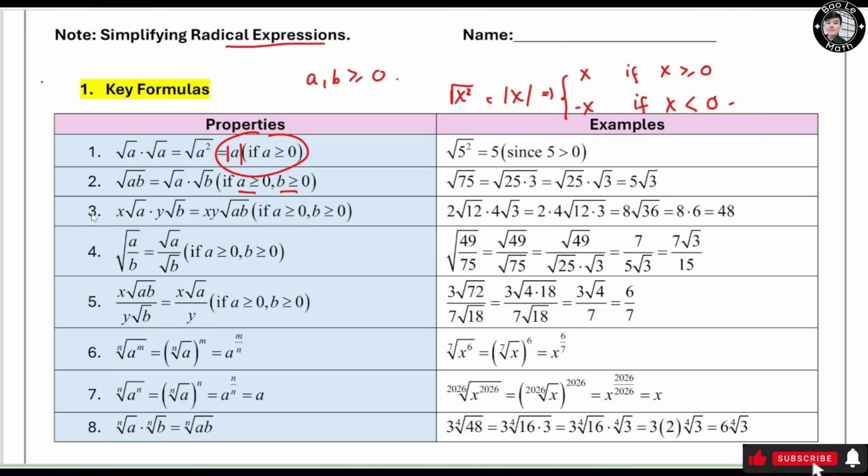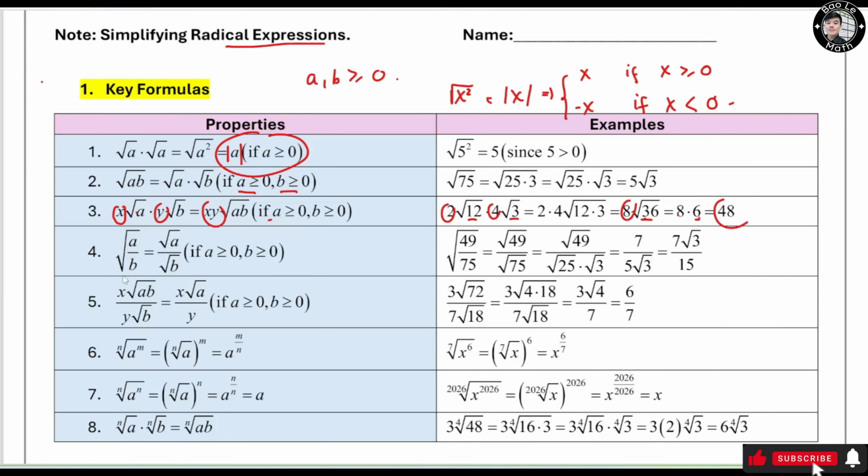Now, formula number 3: x times root a times y times root b. We can multiply x and y, and we combine a and b under one root. Now, suppose we have 2 root 12 times 4 root 3. 2 times 4 equals 8. Root 12 times root 3 could be root 36. Root 36 equals 6. 6 times 8 equals 48, right?